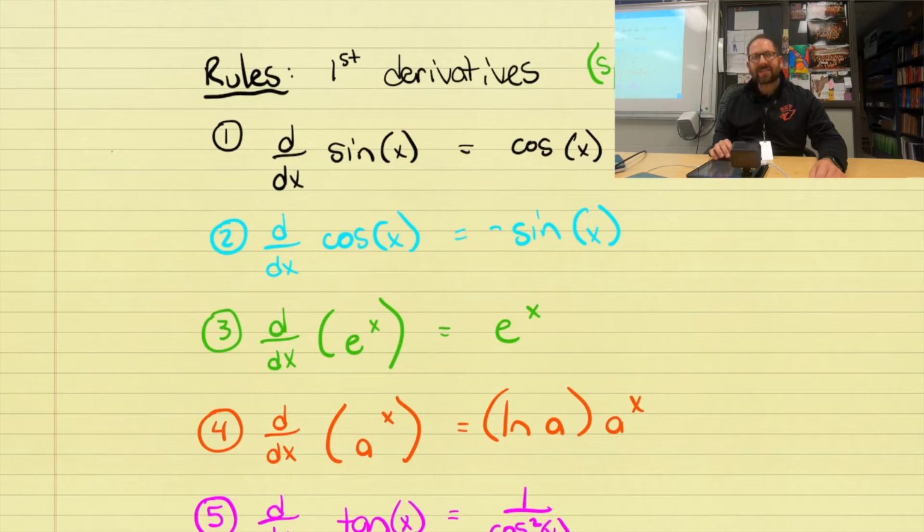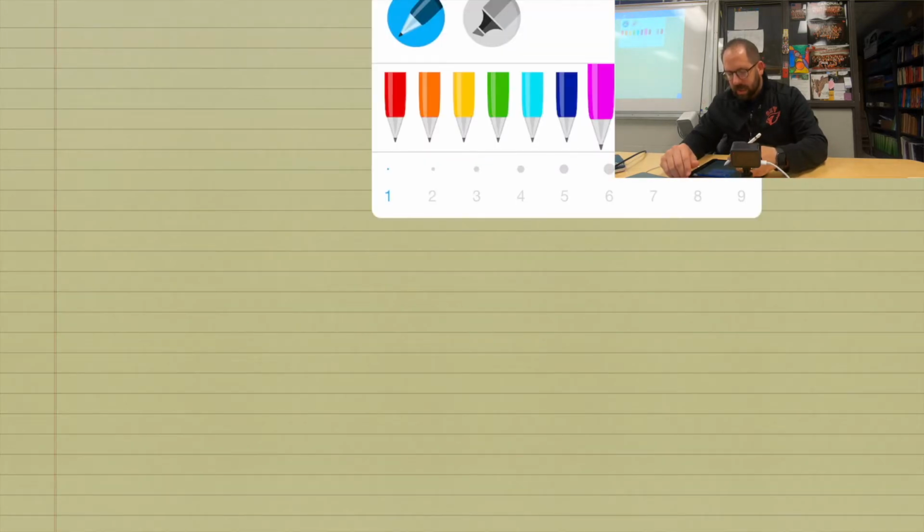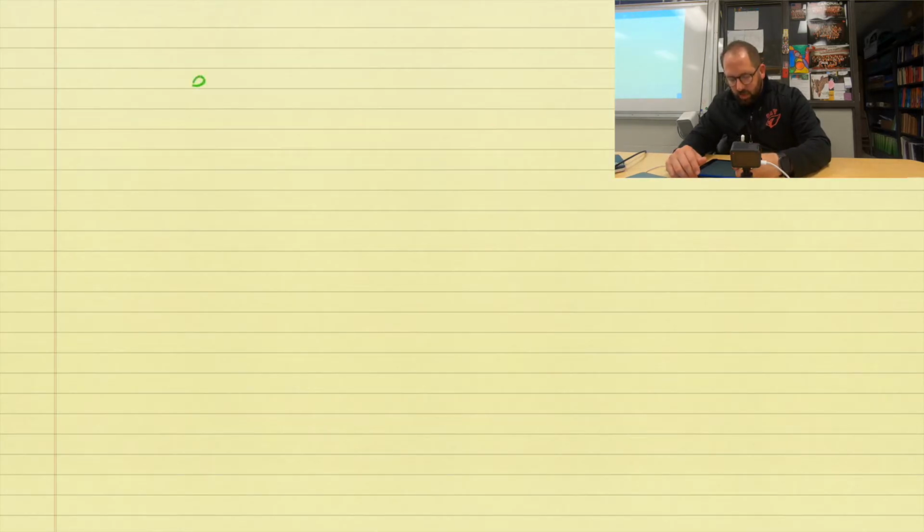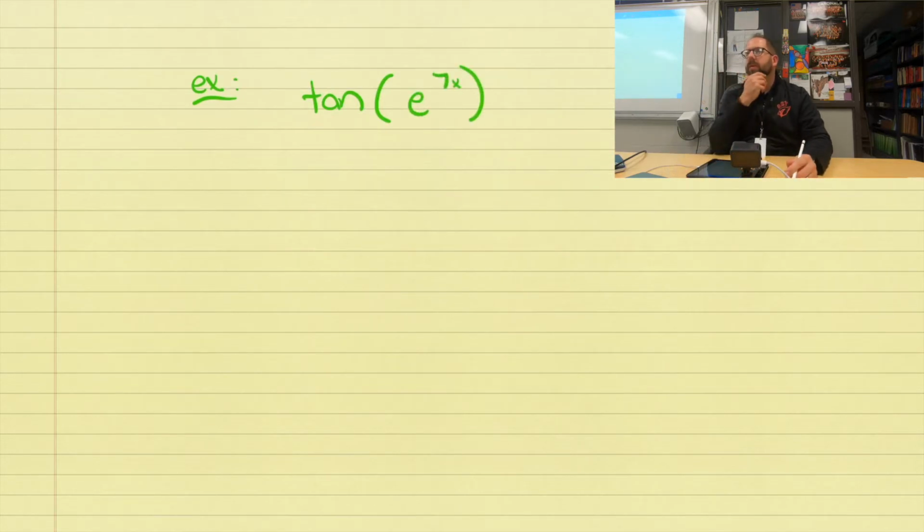All right, let's go to my last slide of the day. Hopefully you have those written down. I can go back and I'll take a screenshot of those and put them on the website. Okay, so here's my last slide. We're going to take the derivative of tangent of e to the 7x. This is my last problem. This is the one that you have to submit on the Google form question today.